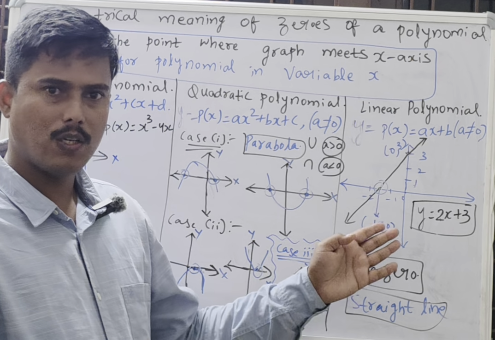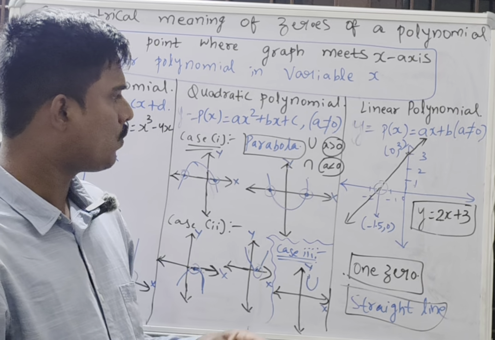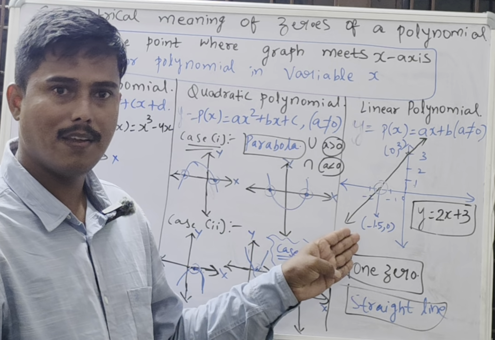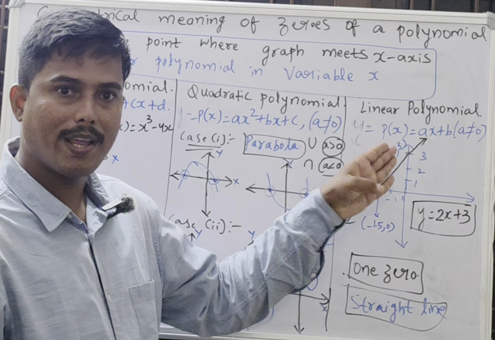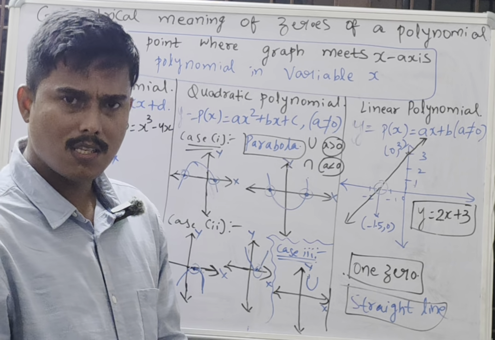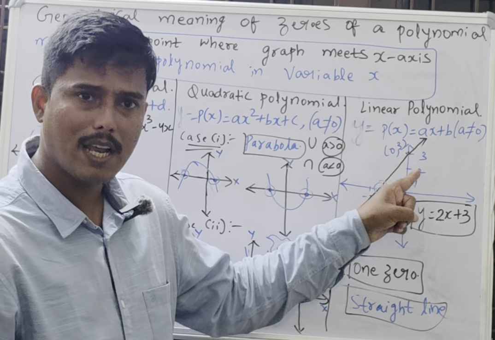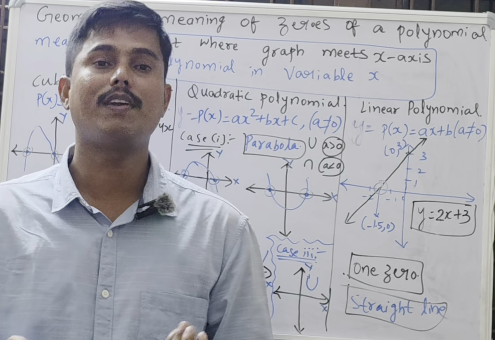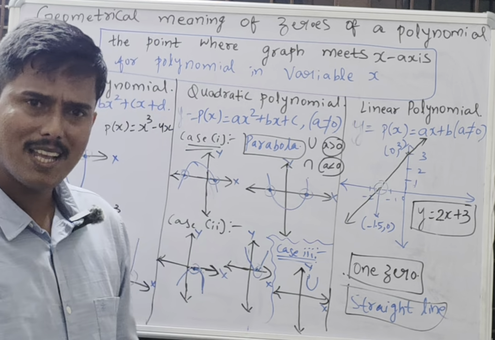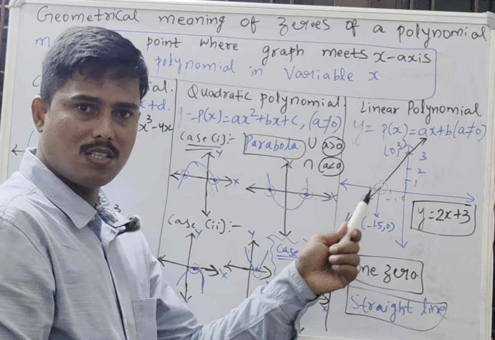Now substitute x values 1 or 2, and when I substitute x value as minus 1.5, I got y as 0. When I substitute x value as 0, I got y as 3. So now which one is the 0 here? Either this or this. I told you the geometrical meaning of zeros in variable x is the point where the graph meets the x-axis. Where is the graph meeting the x-axis? Exactly here. So this is a 0.